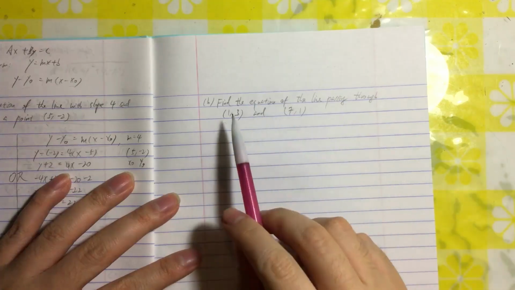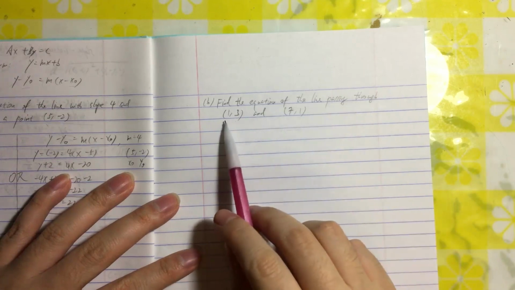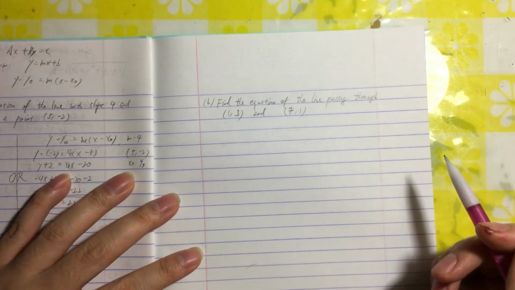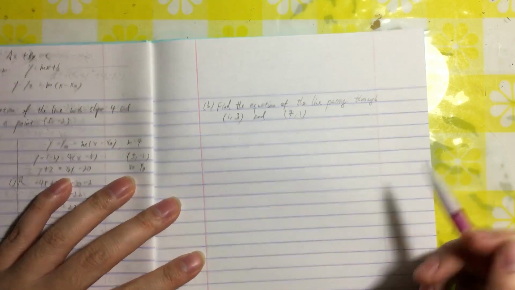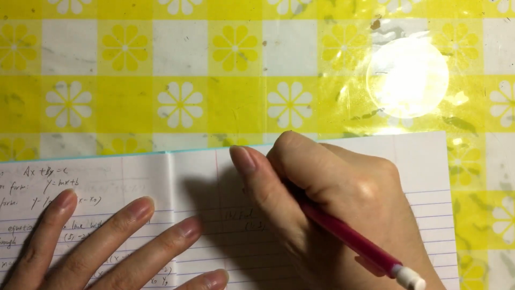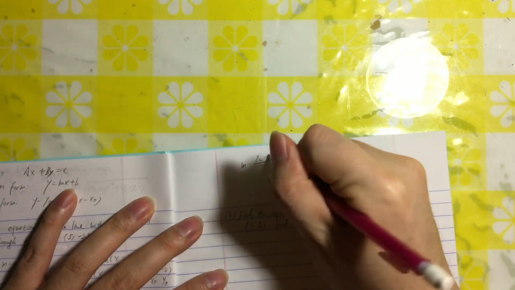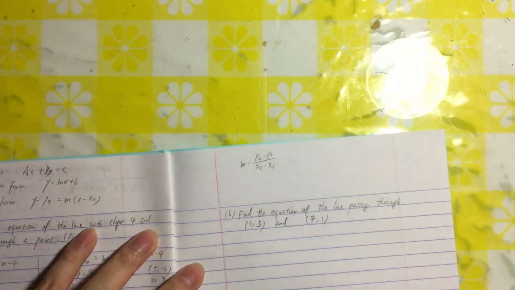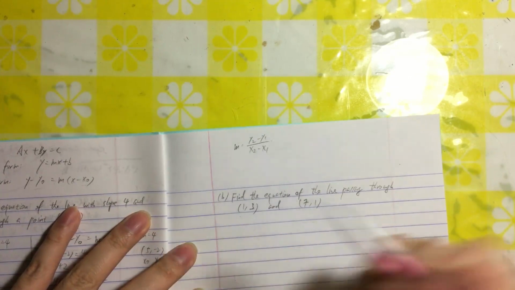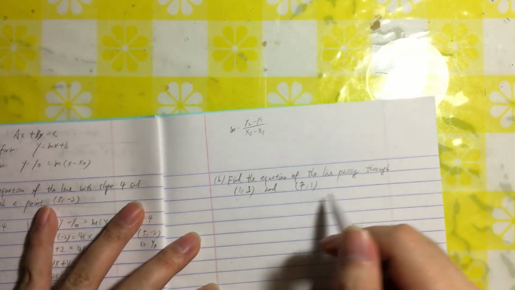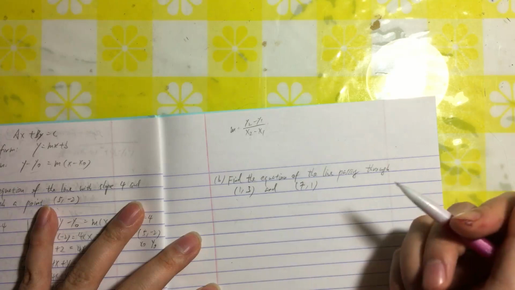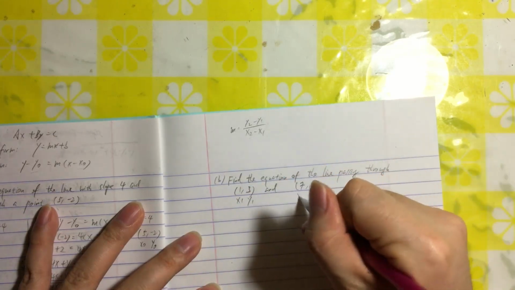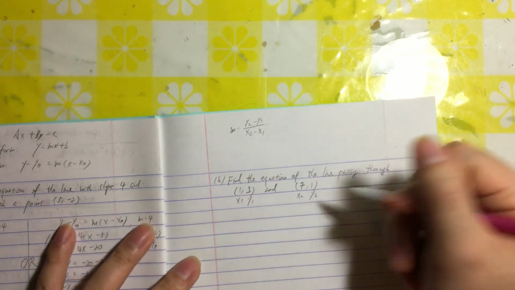Part B. Find the equation of a line passing through points 1, 3 and 7, 1. When we try to find the equation of a line, if the slope is unknown, we need to find the slope first. The formula for the slope is y2 minus y1 over x2 minus x1. If we know 2 points, we can use this formula to find the slope of a line. So here we know 2 points, 1, 3 and 7, 1. In general, we call the first point x1, y1, and we call the second point x2, y2.